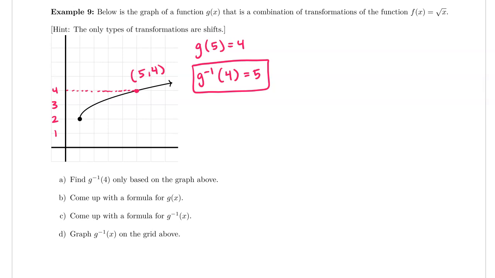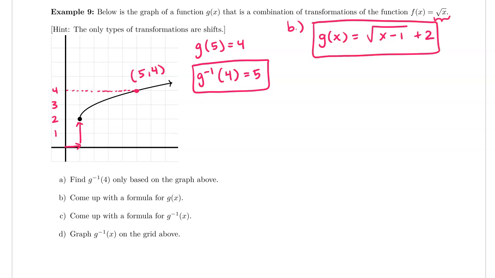Part B says come up with a formula for g of x. So it says here that the only types of transformations are shifts, and we're transforming this parent graph here. So we can see that this part is shifted right 1 unit and up 2 units because the square root of x normally starts at the origin. So that means that g of x is equal to the square root of x minus 1, and then plus 2 since we're shifting up 2 units. So that's our answer for part B.